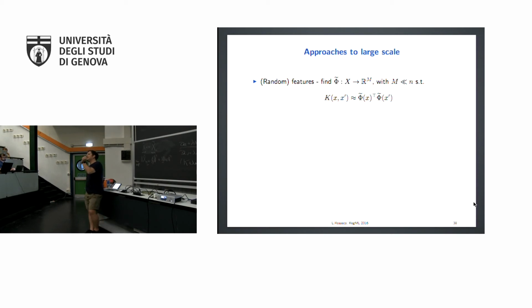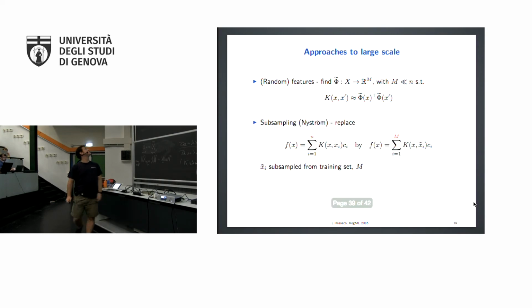So aside from the details of how you do this, which would take a bit more time than I have, the basic idea is, again, to go backwards. You say, if I give a kernel, can you give me an approximate feature map, maybe finite dimensional, because I might not find an infinite dimensional one, but that I can exploit to reduce my computations. This is the random features approach.